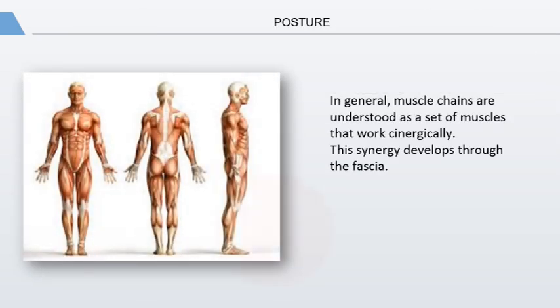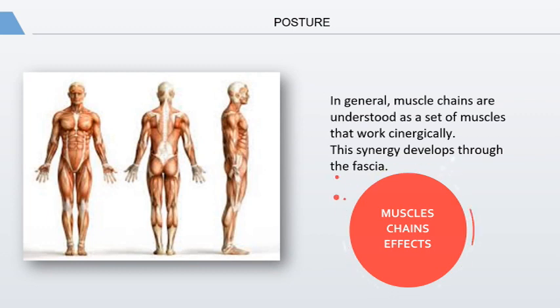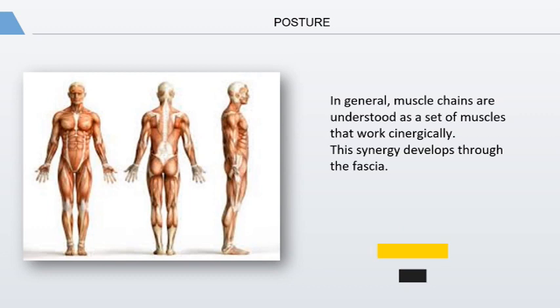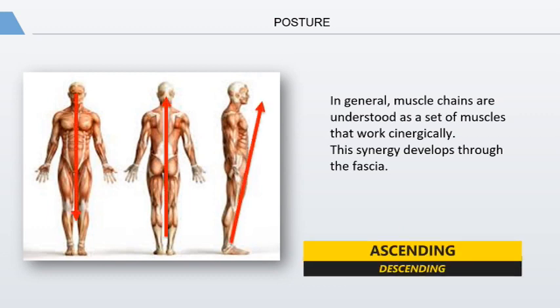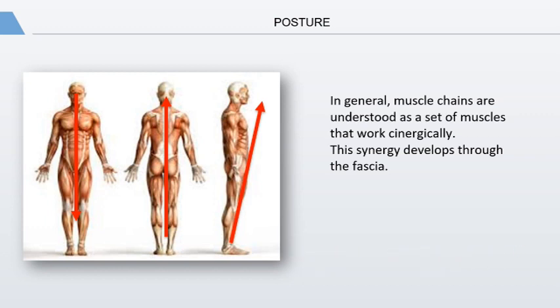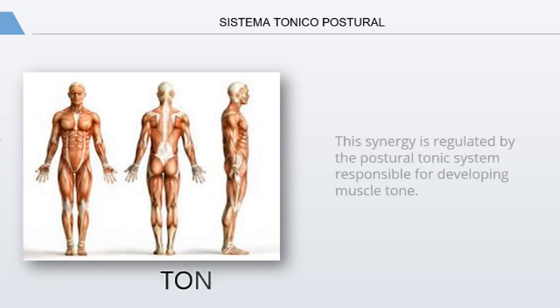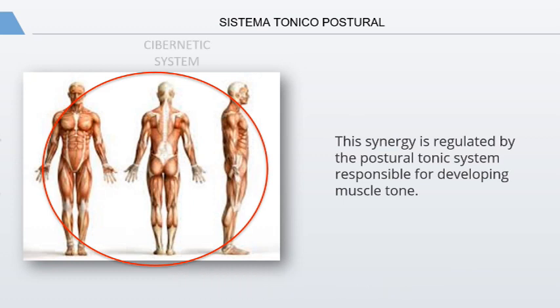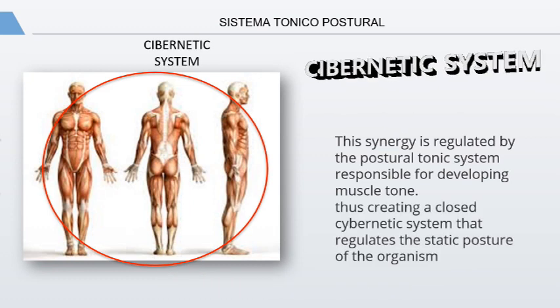In general, muscle chains are understood as a set of muscles that work synergically. This synergy develops through the fascia. In an ascending or descending way, through the muscular fascias, alterations and compensations of the static posture occur. This synergy is regulated by the postural tonic system responsible for developing muscle tone, thus creating a closed cybernetic system that regulates the static posture of the organism.